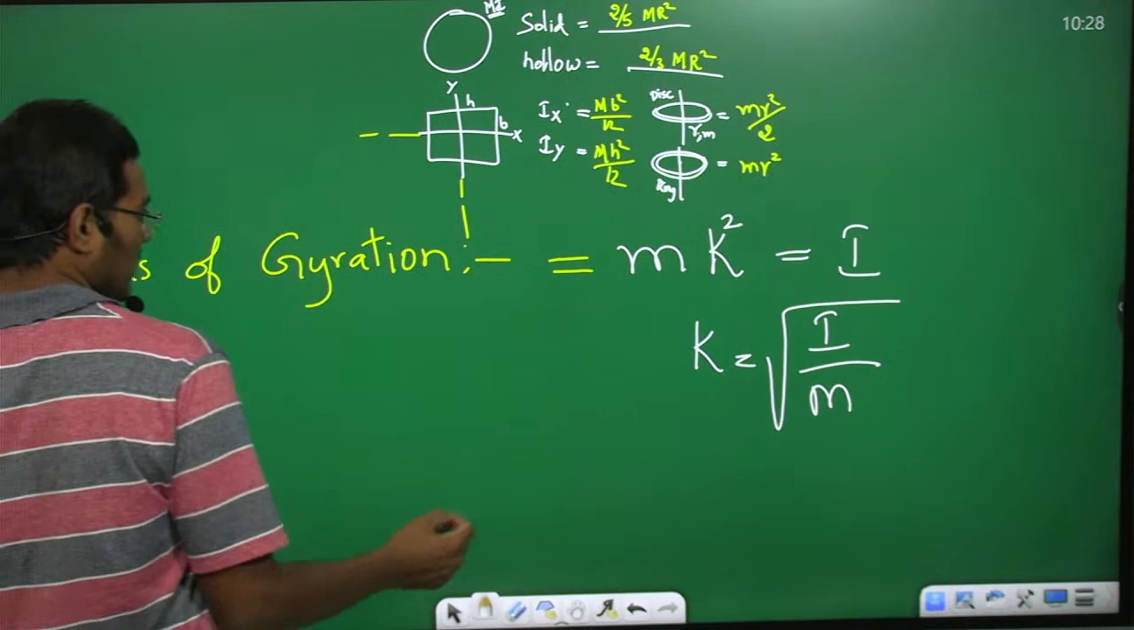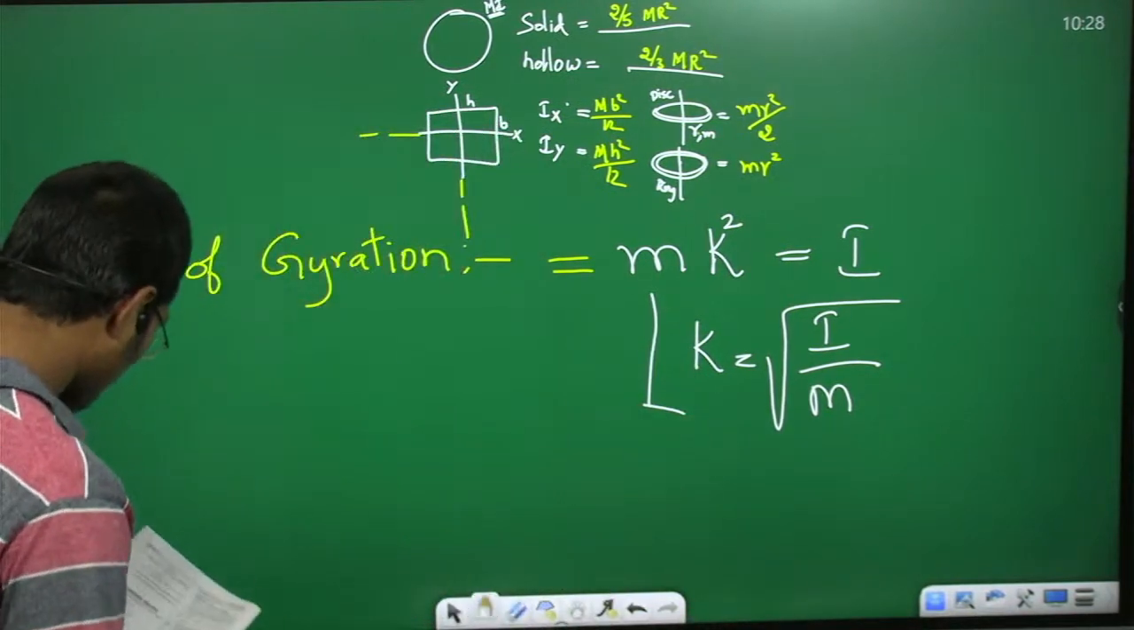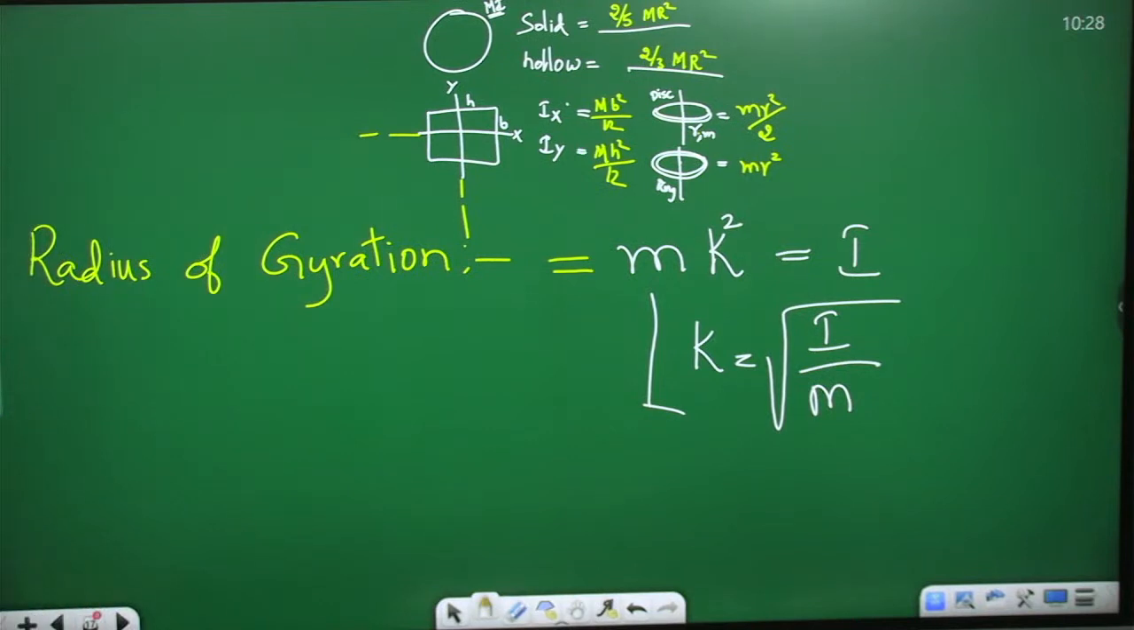So see, that's how we define the radius of gyration. Yes, Sahit, Ramkishore, you are right, it is mk square.